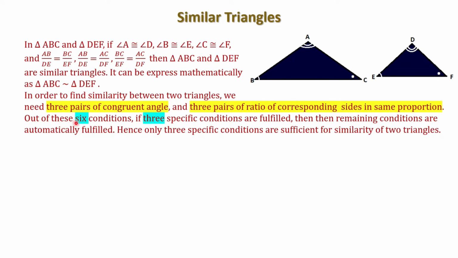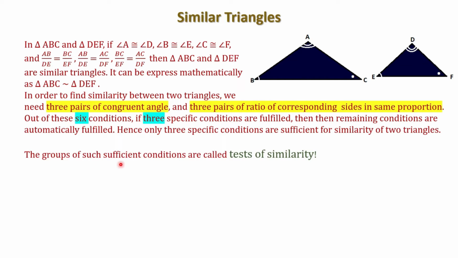But out of six, if we just check three only, then the remaining conditions are automatically fulfilled, and only three specific conditions are sufficient for similarity of two triangles. So we need not check six conditions every time. We can simply check three conditions, and then we can confirm that these two triangles are similar. The group of such sufficient conditions are called tests of similarity. There are three tests of similarity, and we will learn them one by one.